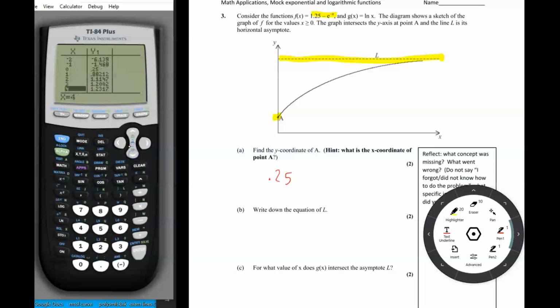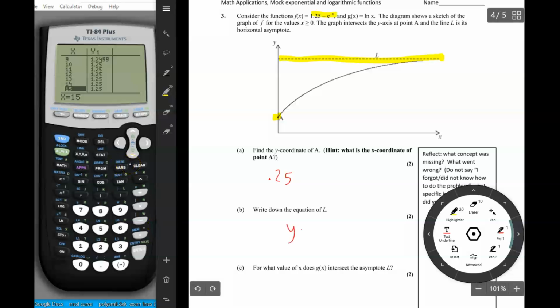Let's see. There we go. So now we got 1.20, 1.23, 1.24. The changes are much more gradual. Now look at that. 1.24, 1.24, 1.24, 1.25, and now it's just stuck on 1.25. So we have found that the asymptote is y equals 1.25. For the equation of the horizontal asymptote, you must write y equals 1.25, not just 1.25, because a horizontal asymptote is a horizontal line, and the equation for a horizontal line is y equals a number.